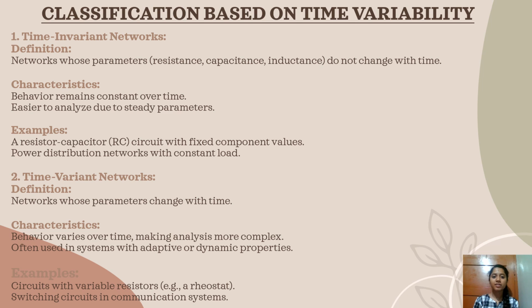Then we have the second type, that is time variant networks. So these are networks whose parameters change with time, so the behavior varies over time, making analysis more complex and often used in systems with adaptive or dynamic properties. So examples are circuits with variable resistors, that is a rheostat, and switching circuits in a communication system.